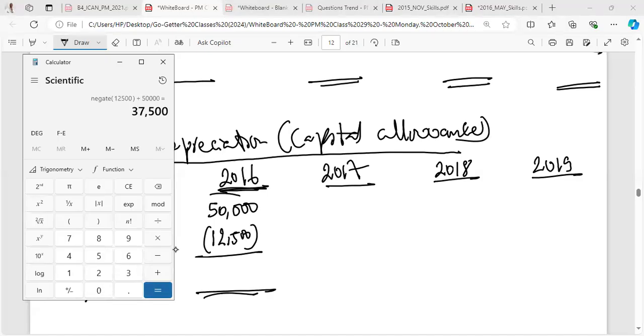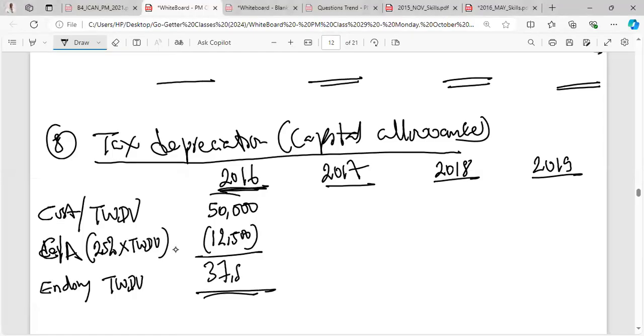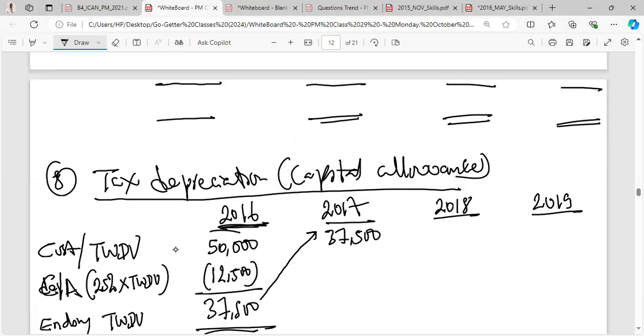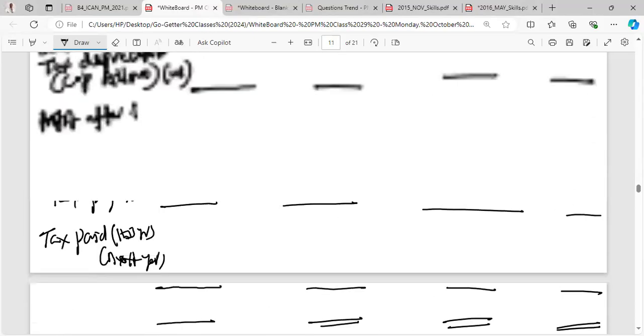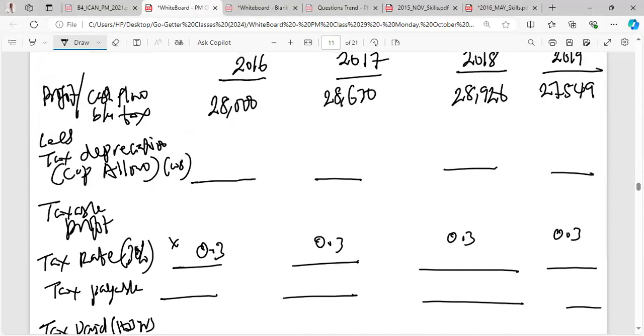This is 37,500. And we take it up here. This is the beginning, 37,500. And before we continue, let's take this 12,500 and put it where I'm supposed to put it. We are lessing this 12,500, so let's less it immediately.